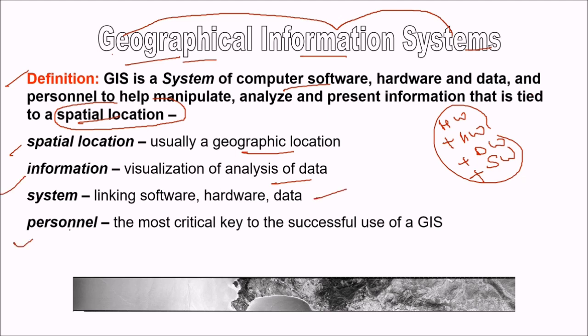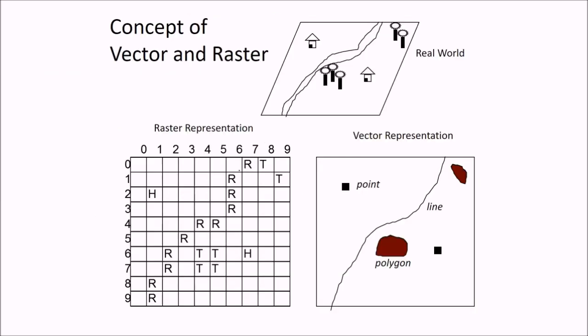And what about the personnel? The most critical key to the successful use of GIS is personnel, because we are the people who will be working on this GIS. So we need to be a GIS expert, a GIS starter, a GIS analyst, a photo interpreter, or anybody related to this field. For them, GIS is always there, and GIS helps to enhance capability and to automate, and problem solving can be done more easily using GIS.